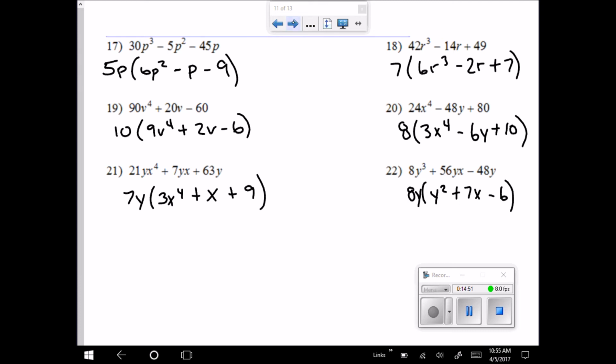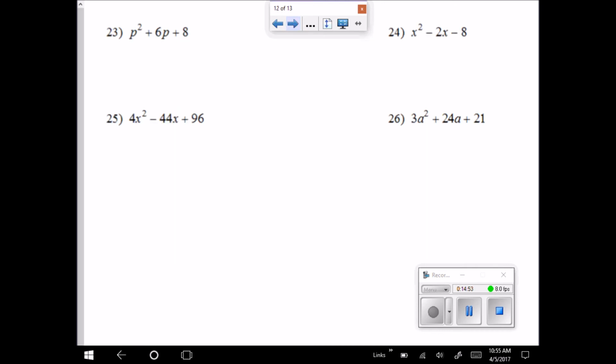Alright, still moving on. Okay, so now we're factoring completely. We got to check for a GCF. This first one we don't have a GCF, so we're just going to factor. So I have my two pieces here. I see that my signs are going to be the same, so I have plus and plus. Factors of 8 that add up to 6 are 2 and 4. So that is factored.